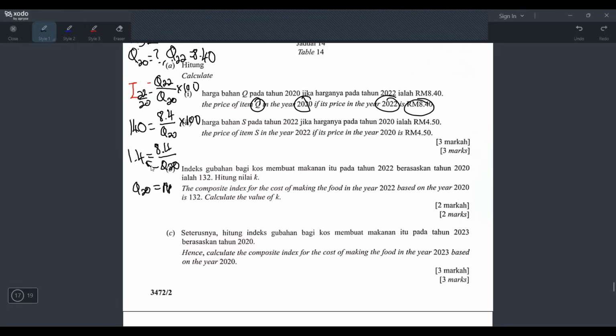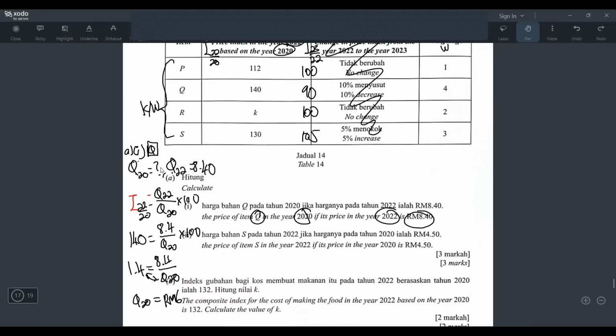RM. Oops. Okay, so the answer is RM6. So basically what you're doing is just take this one and this one, you just cut apart. Yeah, they just switch place, right? Okay, sudah siap. Now we can do number 2.